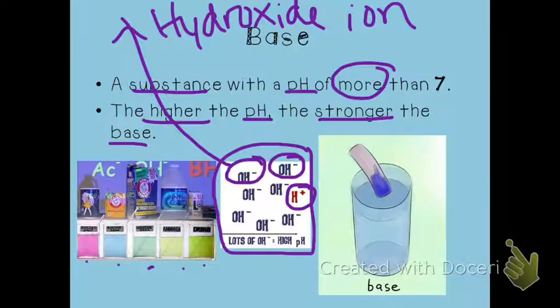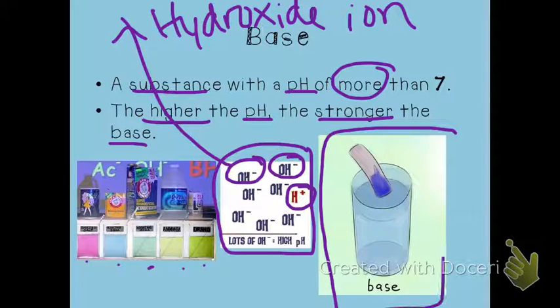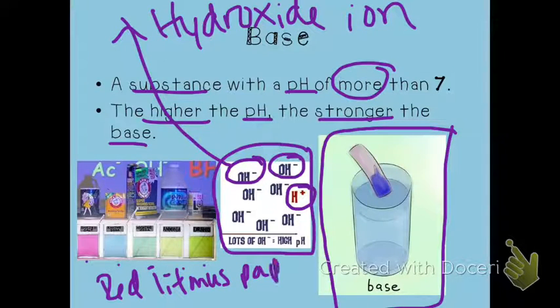Right, I do want to talk about the litmus paper test for a base. So for testing pH, if we use red litmus paper, the base is going to turn it blue. Okay, so on red litmus paper, base turns it blue. Okay, make sure you know that. Remember, on blue litmus paper, an acid turns red, so acid turns it red, and on red litmus paper, the base turns it blue.